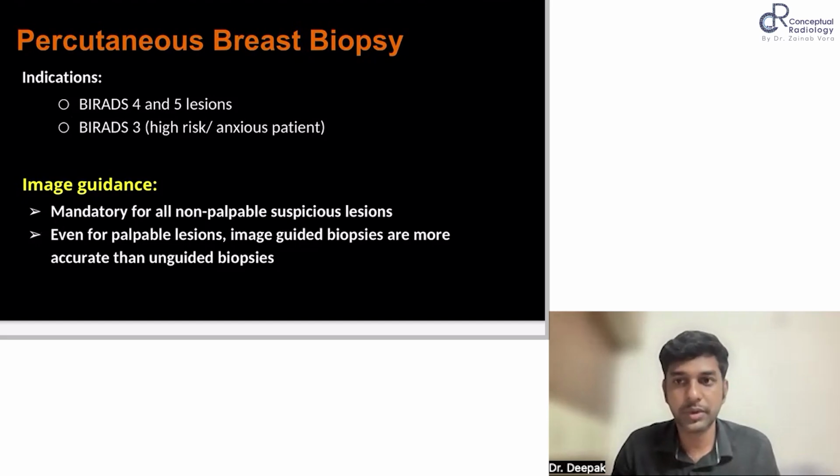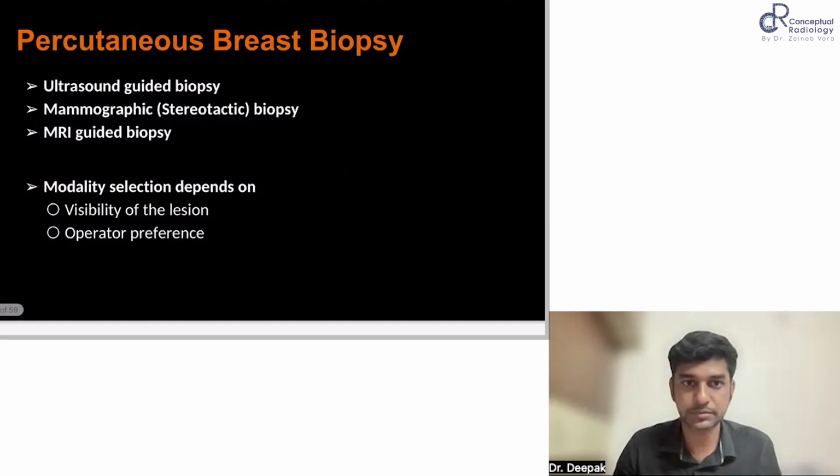Okay, so it's mandatory for all non-palpable suspicious lesions. Even if it is palpable, image-guided biopsies are more accurate than unguided biopsies. So whether it is done by the pathologist or surgeon, there have been multiple studies which have concluded that guided biopsies are better than unguided blind biopsies.